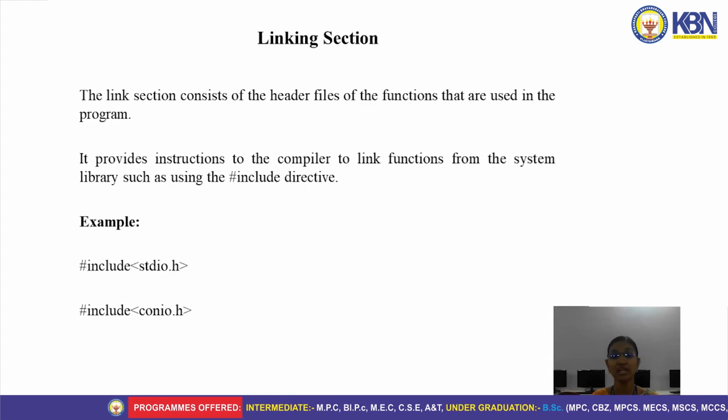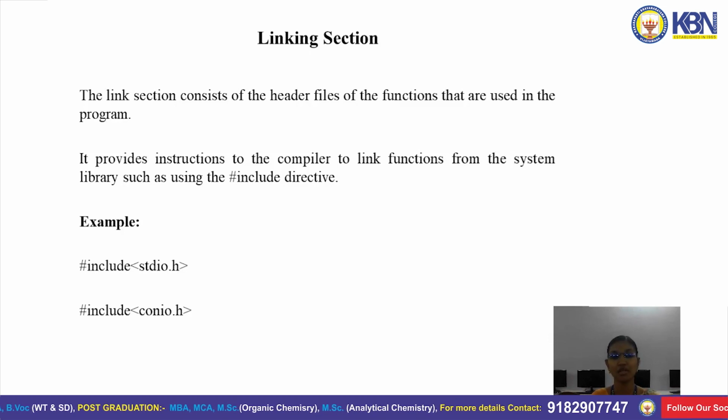Now coming to the linking section. A linking section is also known as a preprocessor. The linking section consists of the header files that are used in the program. It is a very important section in the structure of a C program. It provides instructions to the compiler to link functions from the system libraries, such as the #include directive, which means we are including the system libraries. Okay, let us see the example.